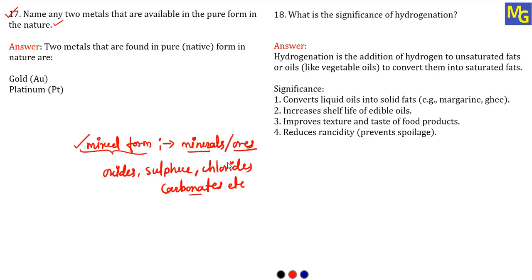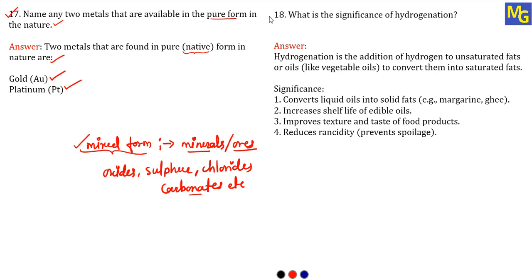But there are some metals which we get in a pure form because they are very less reactive. They will not react with oxygen, sulfur or chlorine. They will not form any oxides, sulfides or chlorides. So here, which are those two metals we have to tell. Two metals that are found in pure form, also called native form, in nature are, first gold and the second one platinum. So we can write these two metals which we get in pure form.